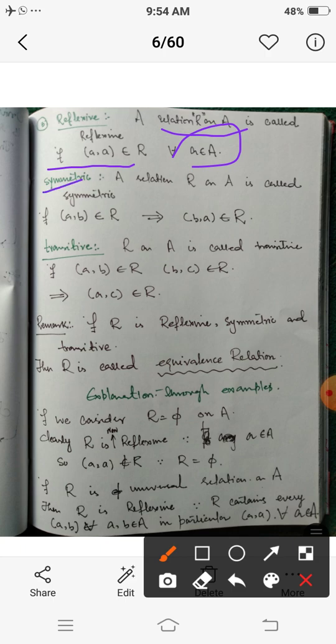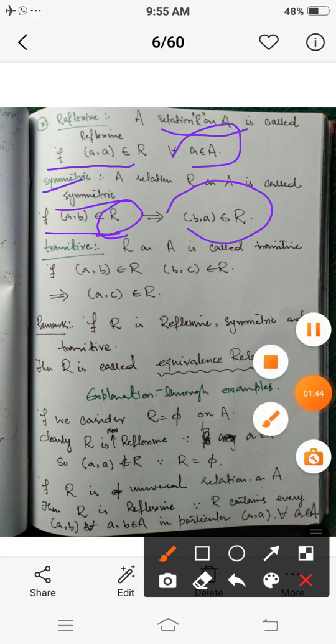Now the second one is the symmetric relation. This relation R on A is said to be a symmetric relation if (a, b) belongs to R implies that (b, a) belongs to R. If this happens for each and every ordered pair, that is, the converse of the ordered pair also belongs to the relation, then we say that this is a symmetric relation. Because of the symmetry between (a, b) and (b, a), this relation is called the symmetric relation.